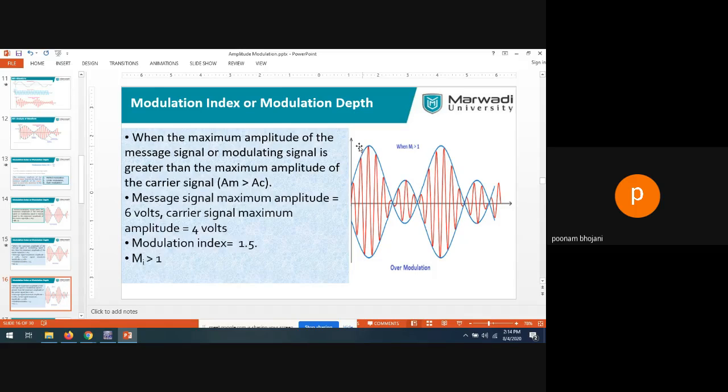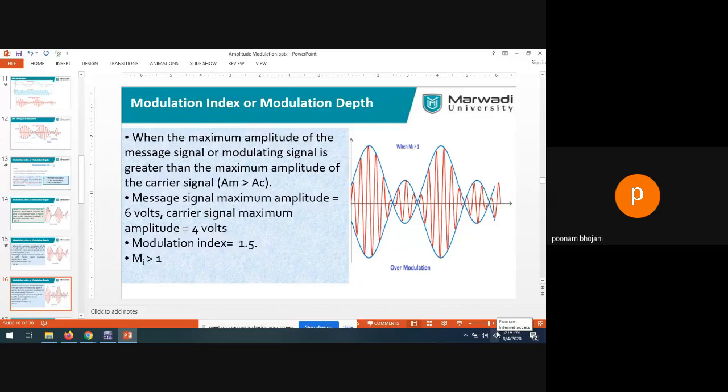Positive is AC plus AM, no problem, but a negative value will come here because AC minus AM equals minus something. So AC minus AM is a negative value, and both envelopes will overlap each other. This is the case of over modulation. One example: AM is 6, AC is 4, so 6 by 4 is 1.5. If the modulation index is 1.5, which is greater than 1, then this type of over modulation will occur.